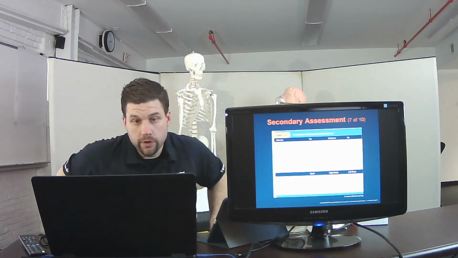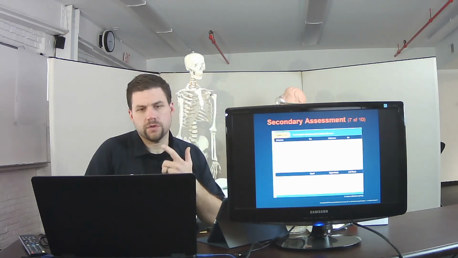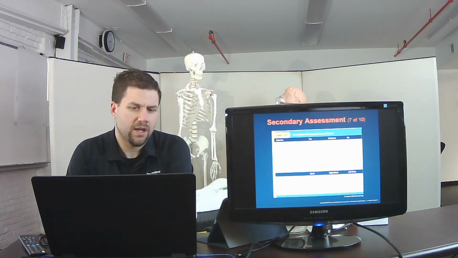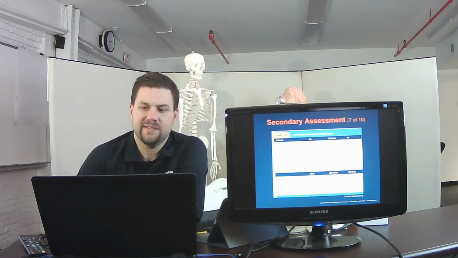Table 17.4 in the book is the Los Angeles Pre-Hospital Stroke Scale. We don't really use that, and you're probably not going to see that in your test either.